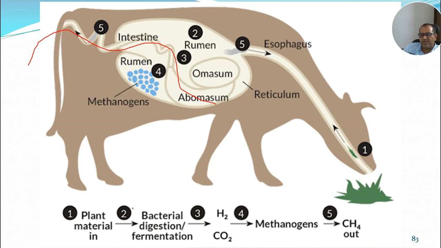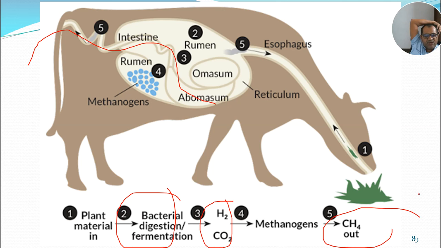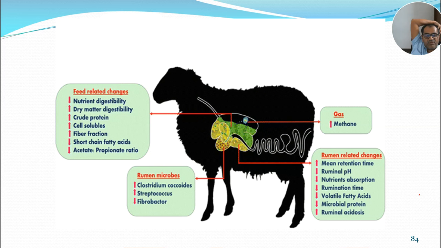So plant material undergoes bacterial digestion, which produces carbon dioxide and water. Ultimately, methane comes out of the bacterial fermentation. It is the same in the case of a sheep. Then feed-related changes may also affect the population of the bacteria.